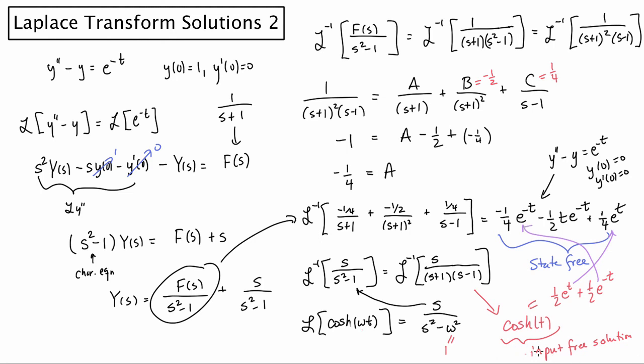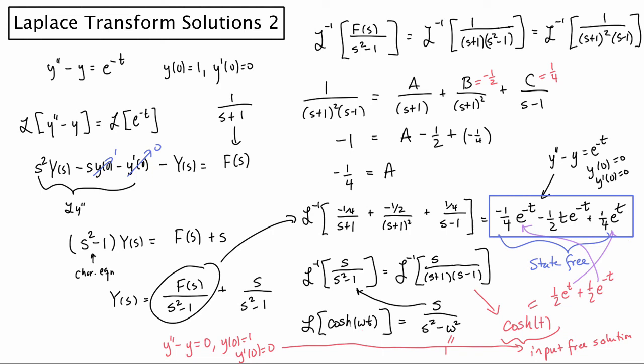Remember the input-free solution. So give myself a little room here. The input-free solution is solving the homogeneous version of the differential equation with the initial conditions from the IVP that we're looking at here. So that would be the solution to the input-free problem, and we also have the solution to the state-free problem. So let me go ahead and box those up, just so when we're done we have a nice view of this. We had two solutions here. One is the state-free and one is the input-free, and together those are the solution to the differential equation.